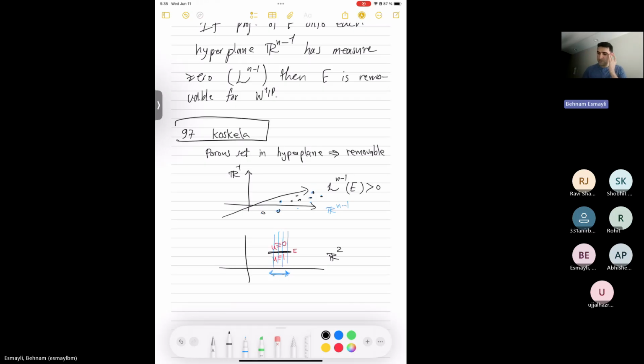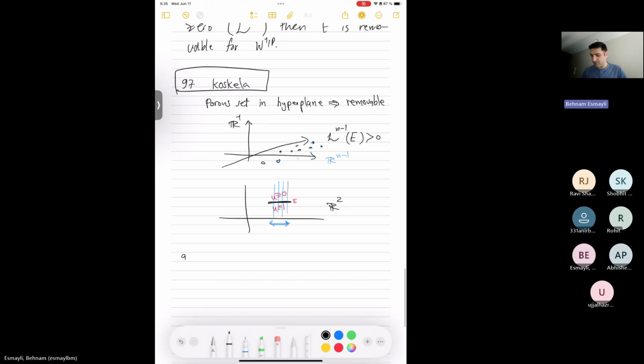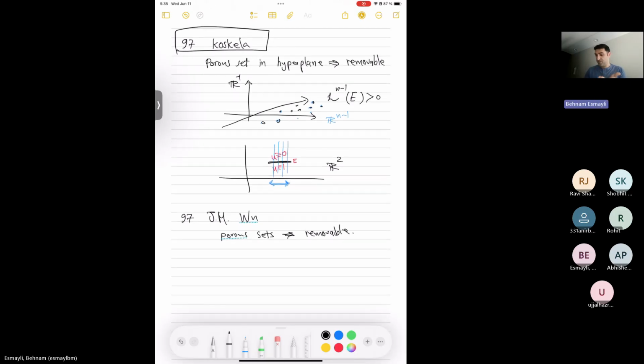So that was Koskela 97, but around similar timing, Yang Mei Wu proved a more general thing. So not necessarily hyperplane sets. So porous sets with a different definition of porosity imply removable. And yeah, she didn't have any restriction on being necessarily in the hyperplane. And again, these are in unweighted cases with the definition W1P.